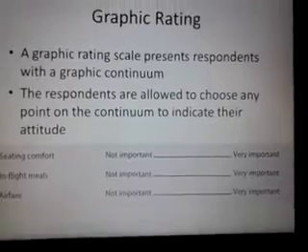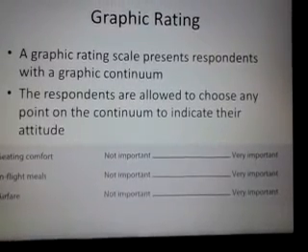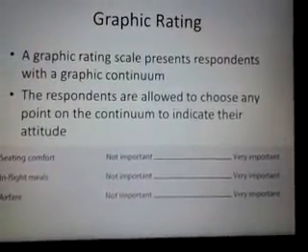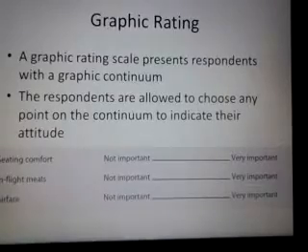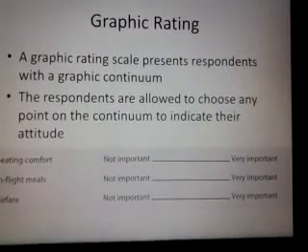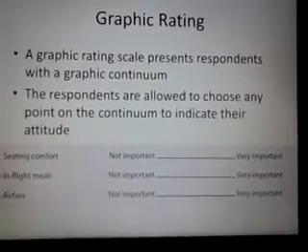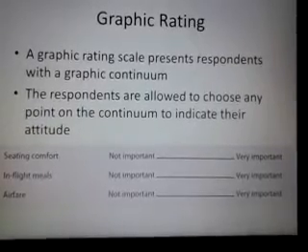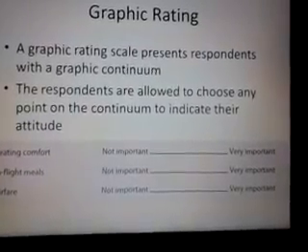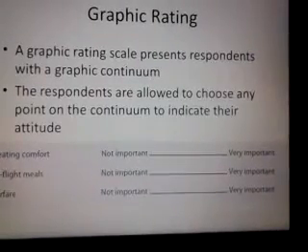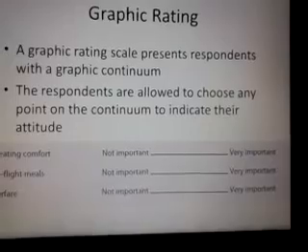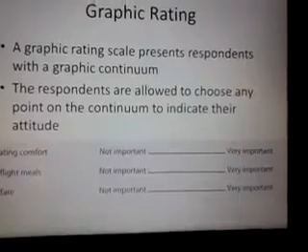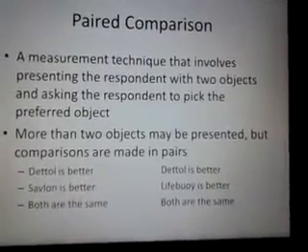So for example, seating comfort, not important, very important. Again, attitude about something, where the seating comfort is important or not. In-flight meals, important, not important. Airfare, very important and not important. So if someone ticks somewhere close to very important, it means the attitude is that it is very important. And if someone ticks very close to not important, it means there is a strong attitude that airfare is not important. Next we'll discuss paired comparison.